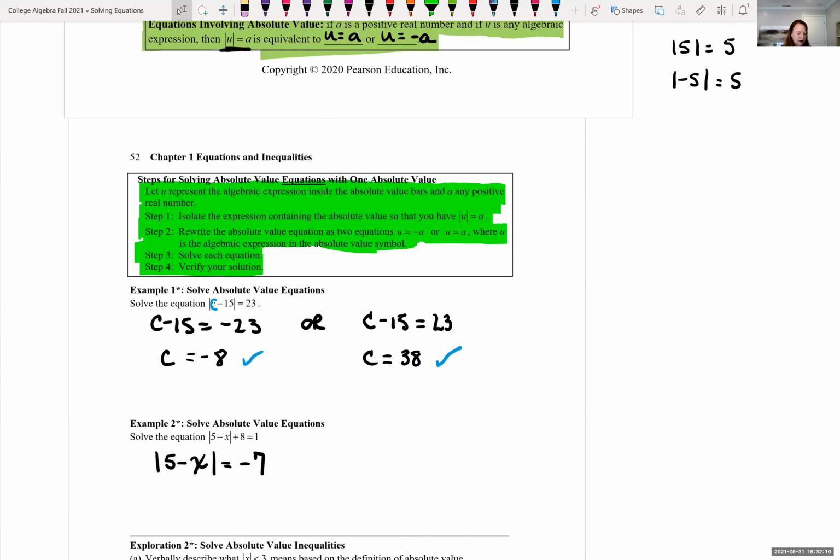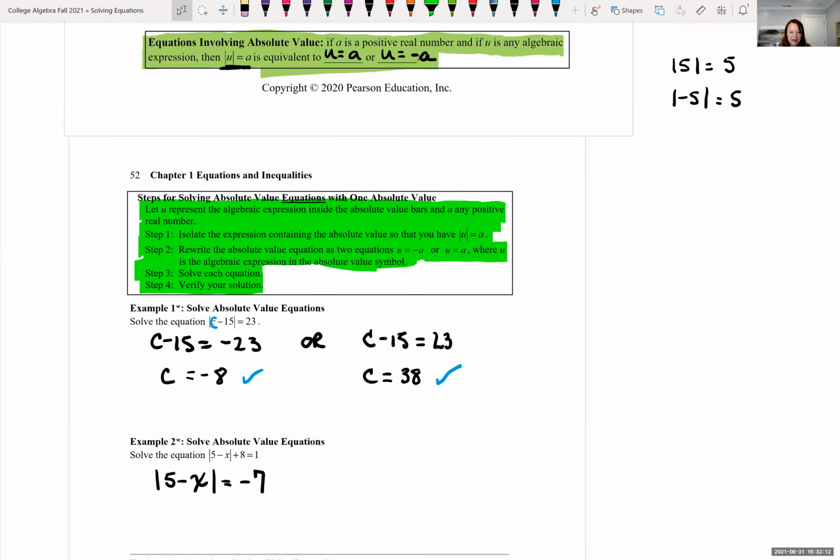So we've got to be careful here because, again, if we take an absolute value of a number, it always comes back positive. And so in this case, there is no solution.